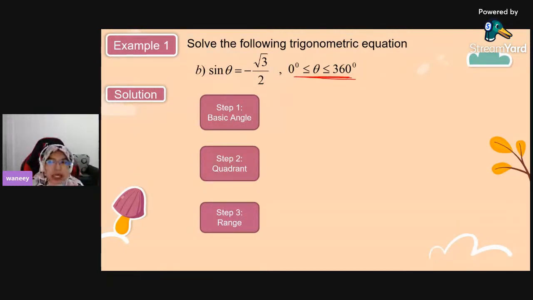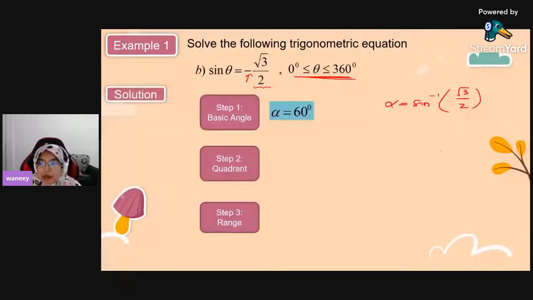Okay, so now the basic angle first. So alpha is equal to arc sine. Normally for me, if I want to find the basic angle, I don't include the negative sign. So I just use whatever the value that I have on the right hand side. So for me, I'm going to use arc sine of root 3 over 2. The negative simply means the rotation. So instead of going anti-clockwise, they are going clockwise. So that is the reason why I'm ignoring the negative sign over there. Okay, so now we got the basic angle where we have alpha is equal to 60 degree.